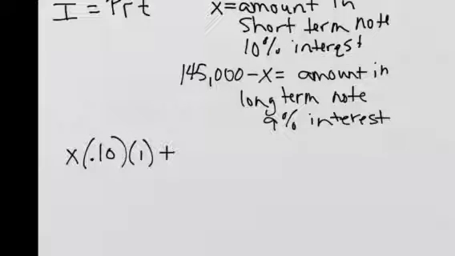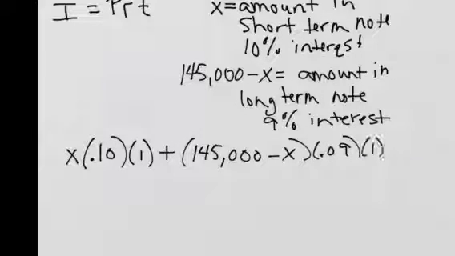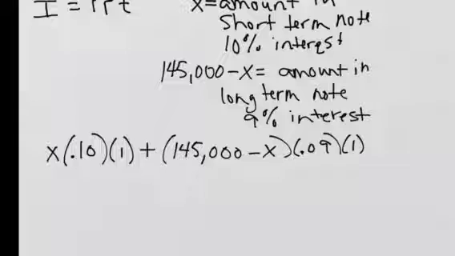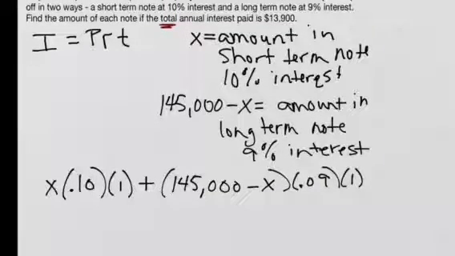So plus, consider the second note that we're paying on. The principal, how much we are paying on that note, is $145,000 minus X. Times the rate, and that was 0.09, times the time is 1 year. And then we'll set this equation equal to what they told us up here was the total interest paid. So we're going to say that this is equal to $13,900.